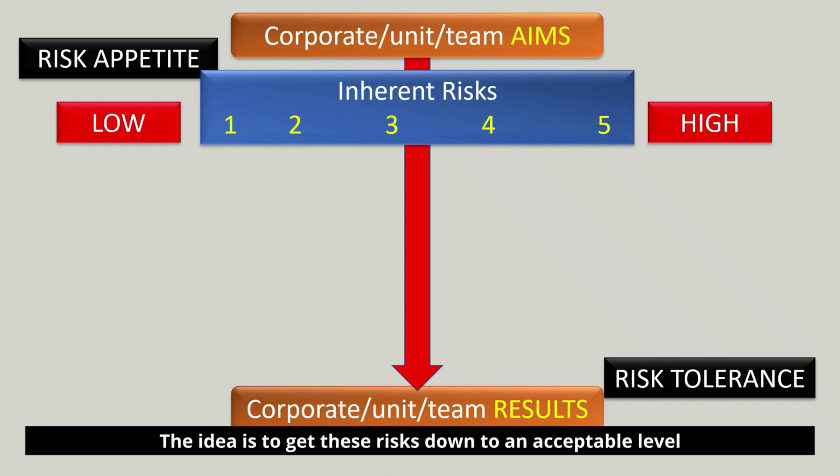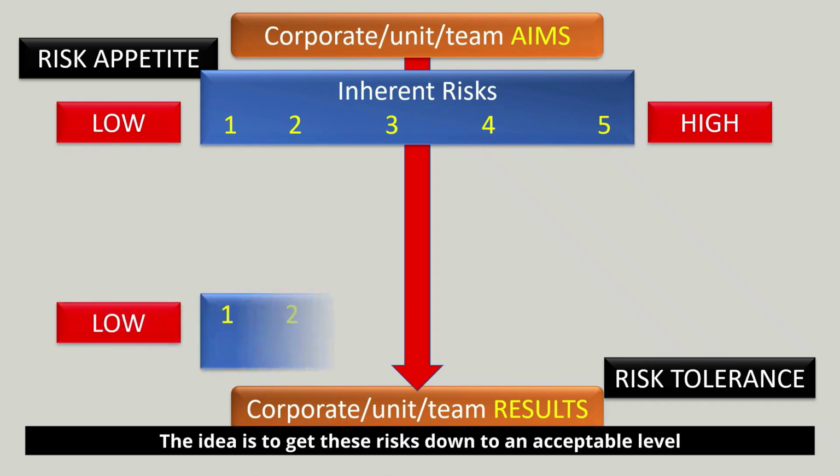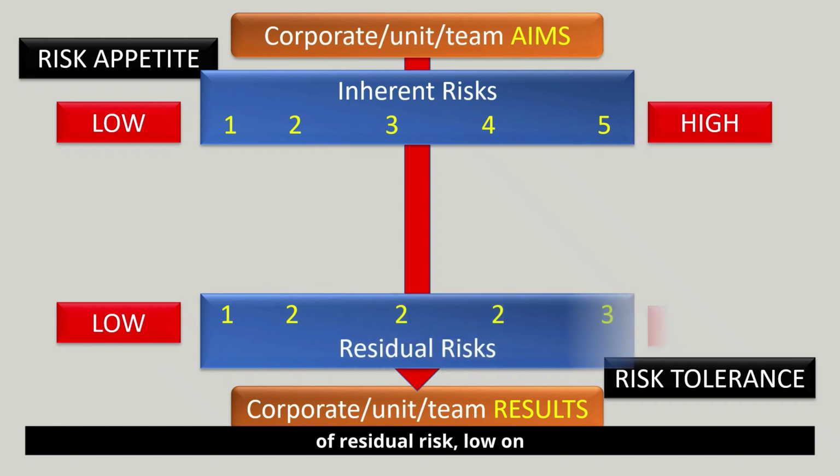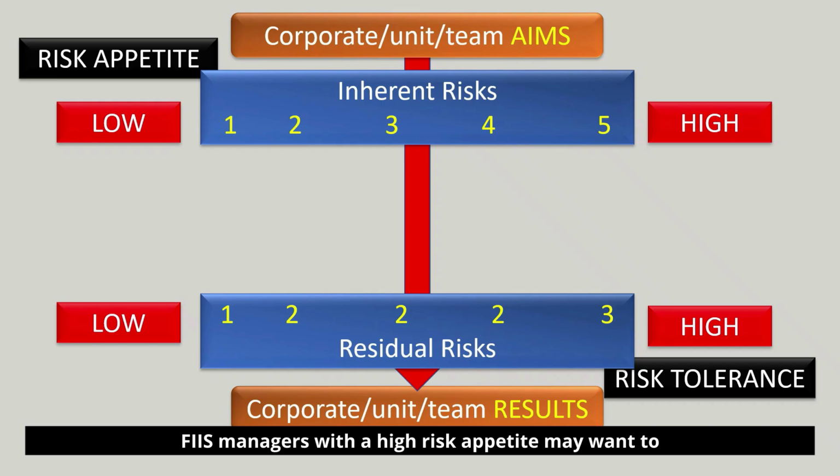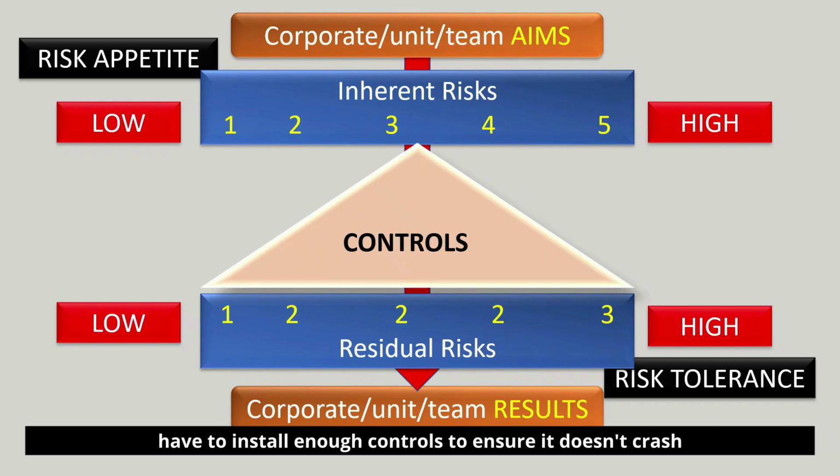The idea is to get these risks down to an acceptable level of residual risk, low on the left, high on the right. Fierce managers with a high risk appetite may want to stretch the business, but they will have to install enough controls to ensure it doesn't crash and burn.